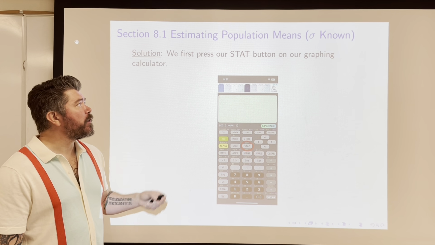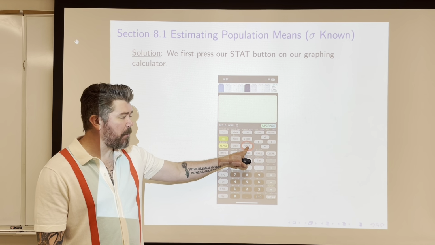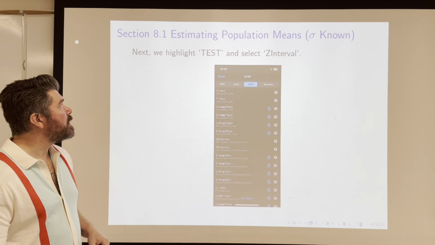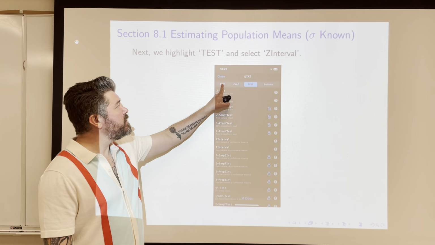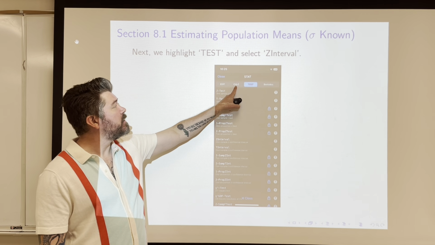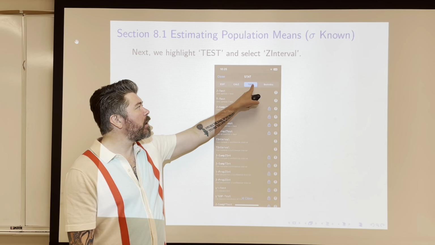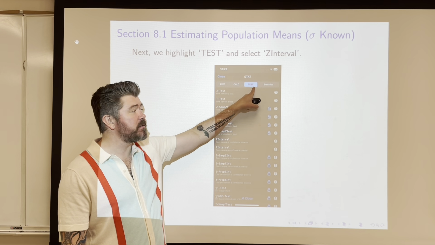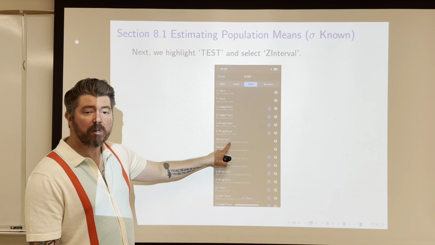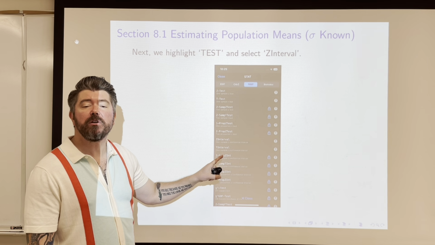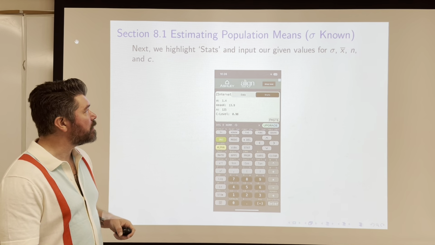So what we do is we first press our stat button on our graphing calculator. Remember that our stat button is here. Next, we highlight test and select z-interval. We've been used to using our edit and our calc feature to calculate our 1-var stats. But now we want to highlight test and look at our z-interval. We call it a z-interval because we're using a z critical value. So we're going to click on z-interval here.